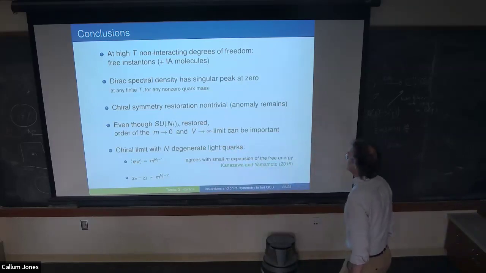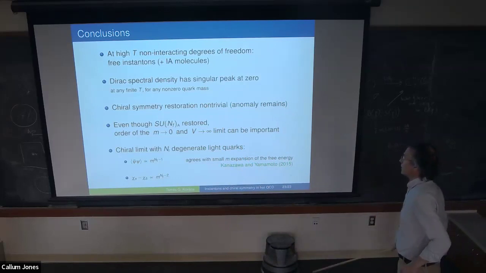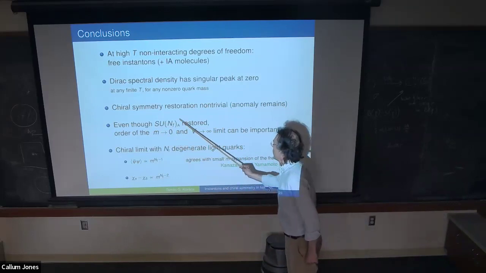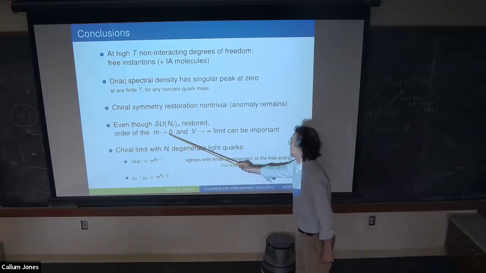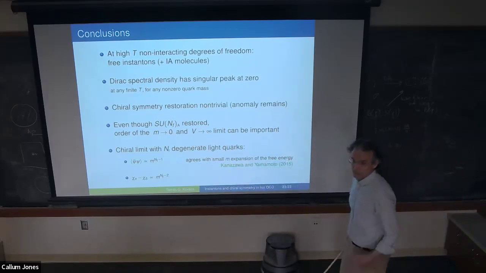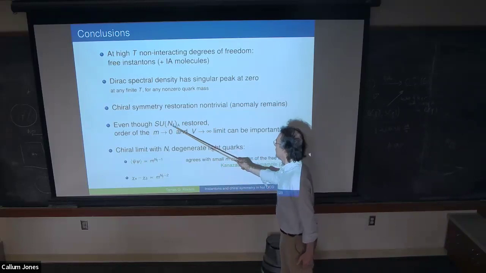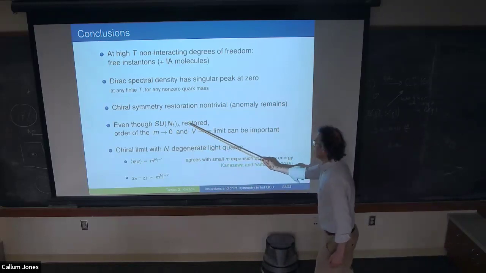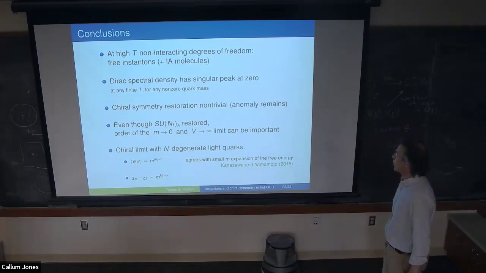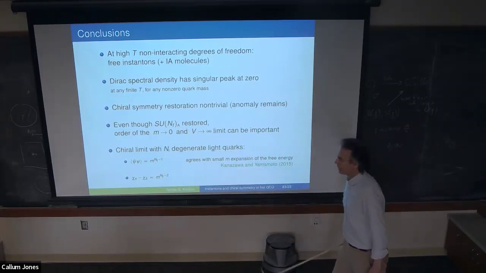Now, chiral symmetry restoration is non-trivial in the sense that, for example, for nf equals 2, the anomaly remains. And even though the axial SU(nf) part is restored, the order of the limits is essential. This is something strange that you don't expect. Normally, if a symmetry is restored, there is no spontaneous breaking of the symmetry, then no matter how you take the limits, you get 0. But here, in the case of the axial U1 symmetry, the order of the limits is actually important. You have to take first the infinite volume and then the chiral limit.